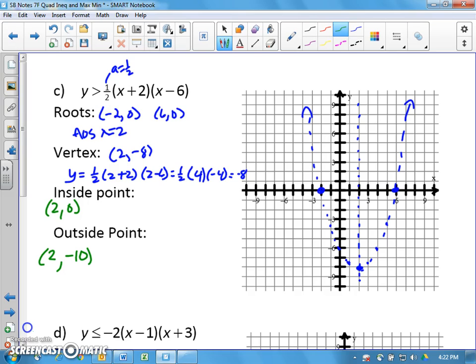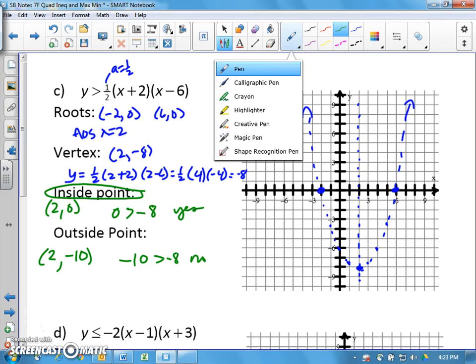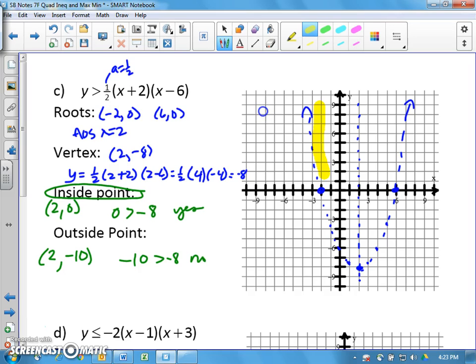So inside says 0 is greater than. When I plug in 2, I know I get negative 8 because that's my vertex. Is 0 greater than negative 8? Yes, it is. When I plug in (2, -10), I'm going to get negative 10 is greater than negative 8, which is not true. So again, what I'm going to be shading here is my inside point, or inside region. And so that's going to look like this. Again, I want you to pause the video at this point and do the next one on your own.